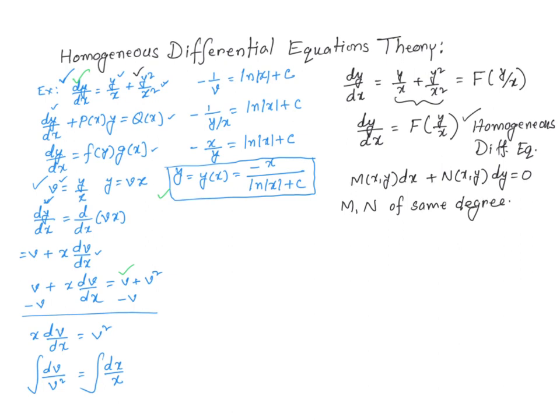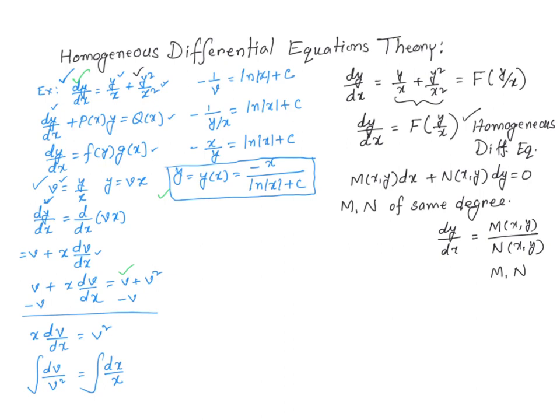Yet there is another variation of this. Some people write it as dy over dx is equal to m of x comma y divided by n of x comma y. It's a homogeneous differential equation if both m and n are homogeneous functions of the same degree. Okay, so this is just another way of writing it.